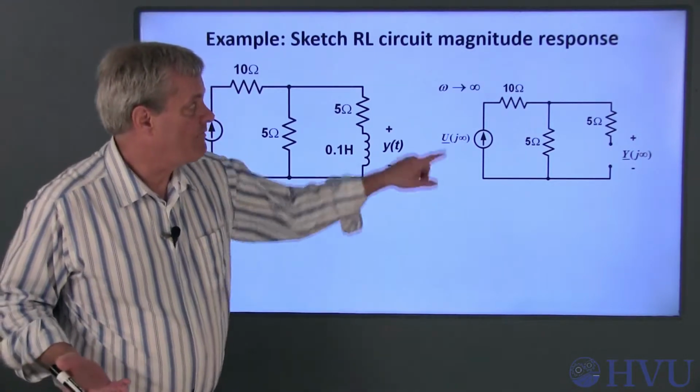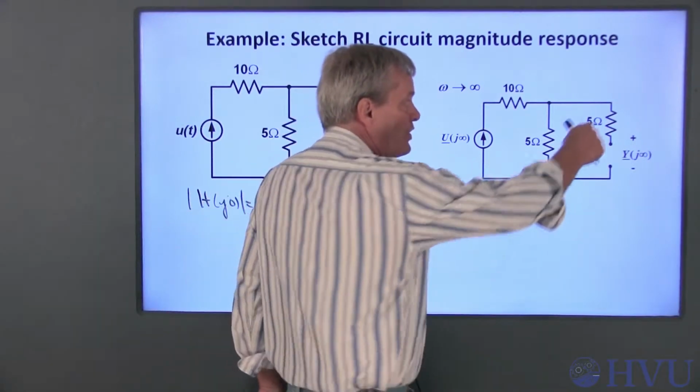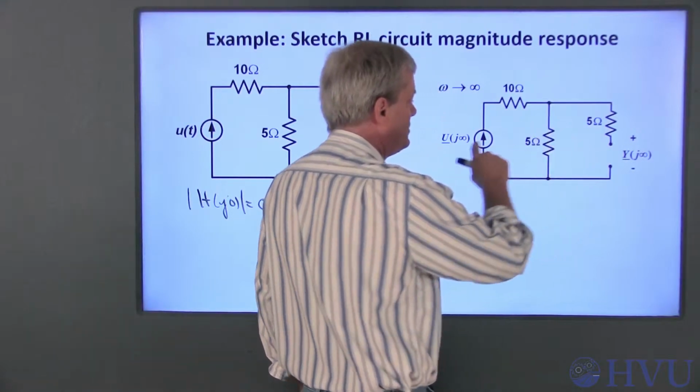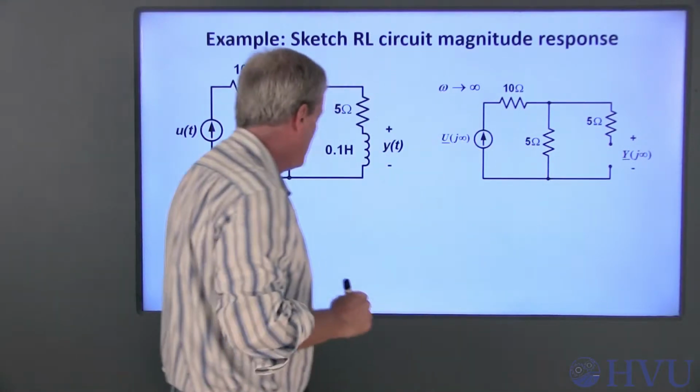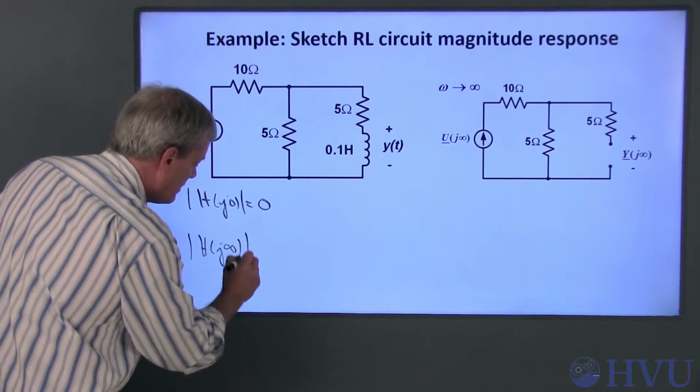As omega goes to infinity, the inductor looks like an open circuit. There's no current through this open circuit, so this voltage is equal to this voltage. This voltage is going to be U times 5, so the magnitude response as omega goes to infinity is equal to 5.